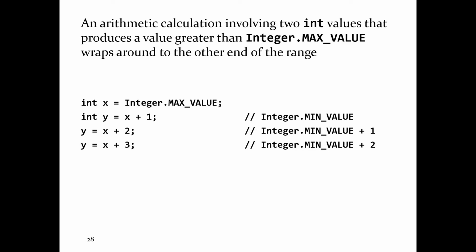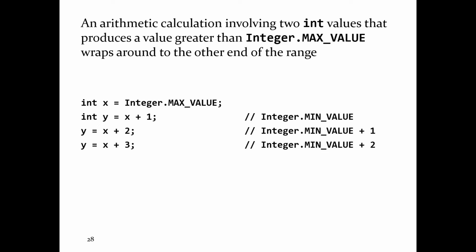Now, the closure property says that if I perform arithmetic with 2 int values, I have to get back an int value. So now the question is what happens if I have 2 int values, I add them together, but the resulting value does not fit inside the range of int. For example, if I start out with the largest int value and I add 1, closure says I have to get back an int value, but I can't represent x plus 1. So something else has to happen.